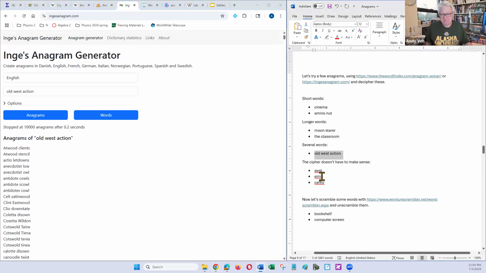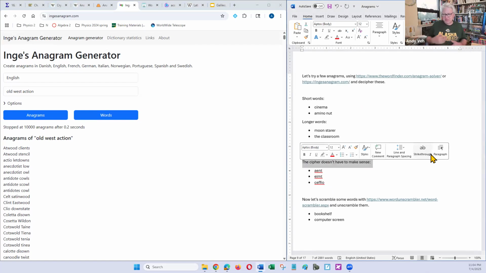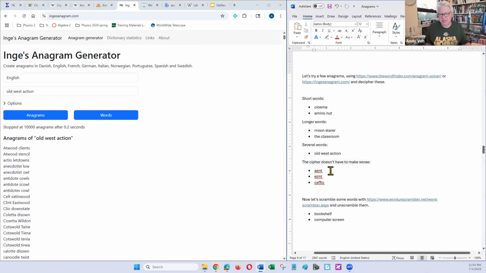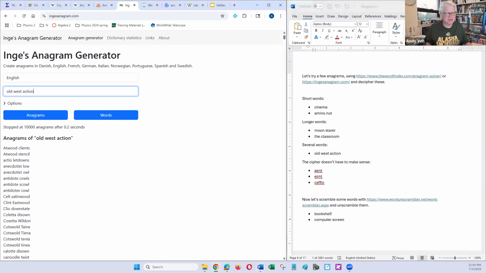All right, let's see. The cipher doesn't have to make sense. So you might have seen there that it has to be another word. Well, that's true for a true anagram, but if you really want to cipher something, encrypt something, you cannot really make a sensible word out of it. So you have to do something like this. This one doesn't exist.